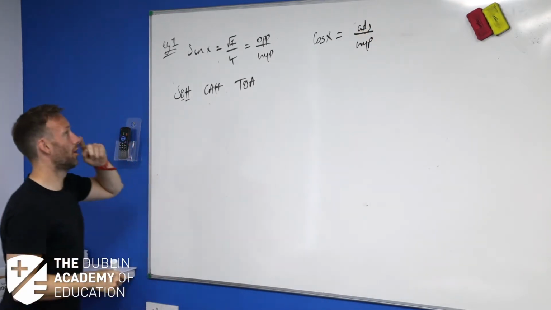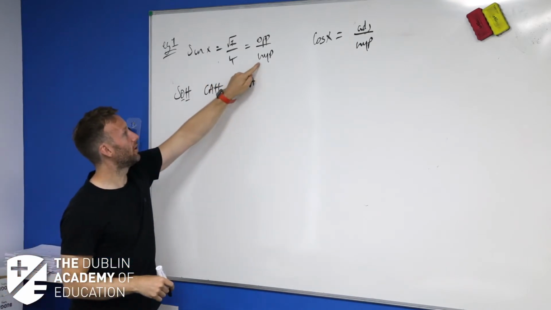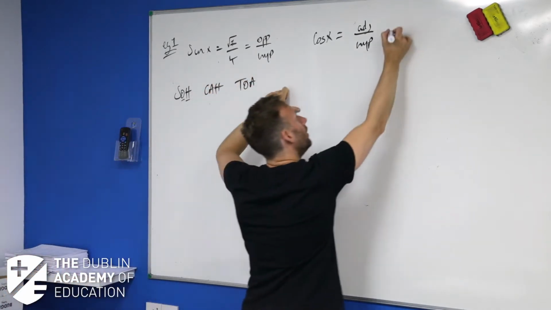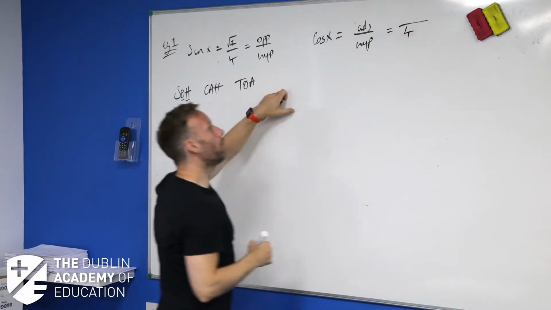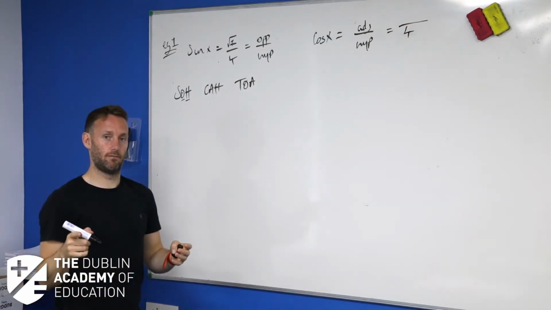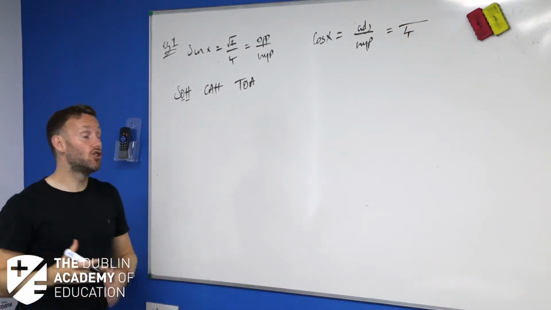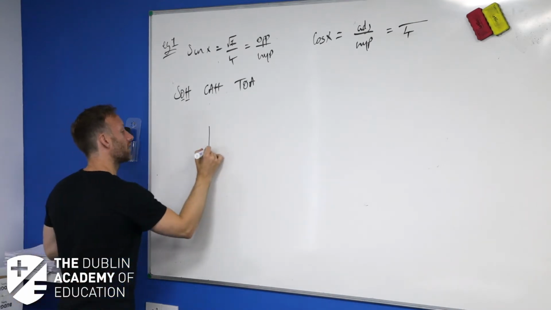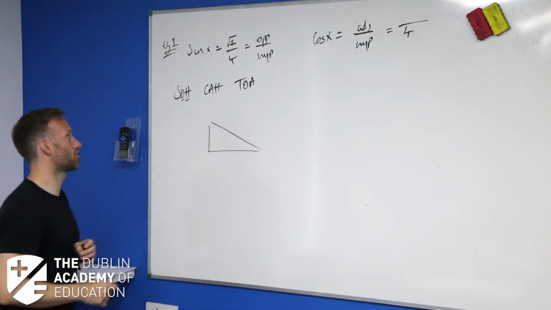Okay, so that's the adjacent over hypotenuse. Now look, we know what the hypotenuse is. The hypotenuse is 4. But we don't know what the adjacent is, right? So what I recommend you do is just sketch a little right angle triangle. Right, so there's a right angle triangle.